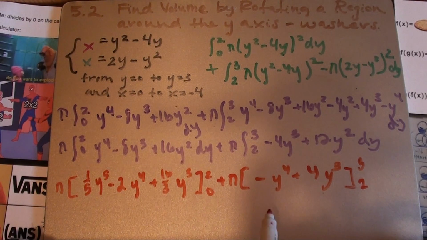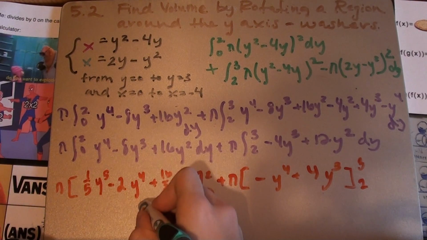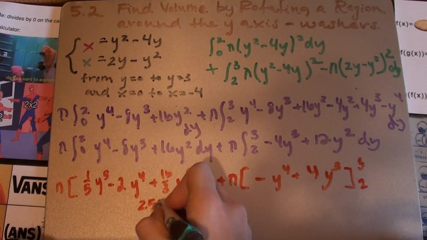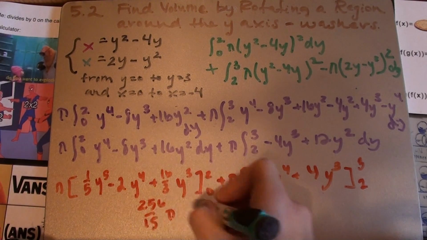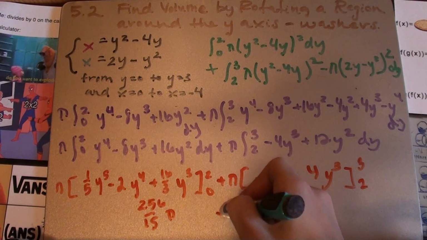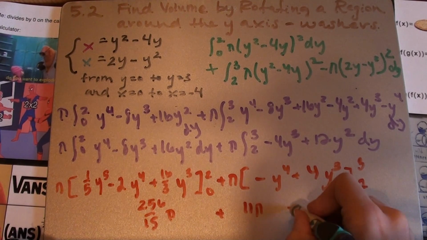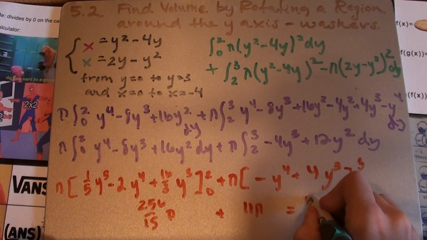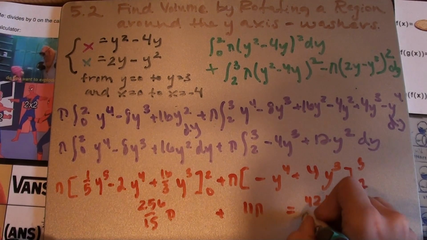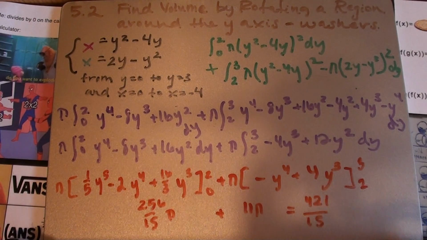And once we plug in our bounds, we're going to see that over here we get 256 over 15 pi. And then here we're going to add on, this simplifies down once we plug in our bounds, an 11 pi, which gets us a grand total of 421 over 15 pi.